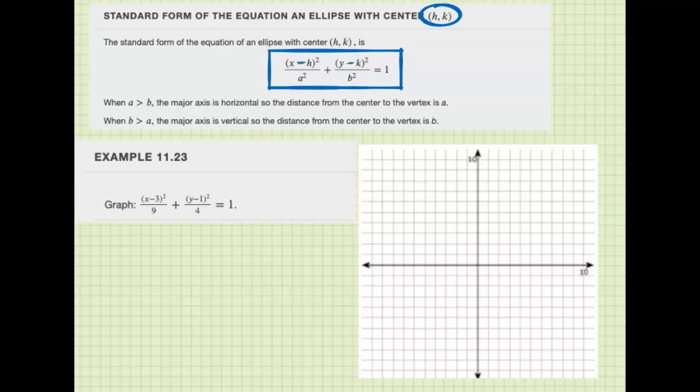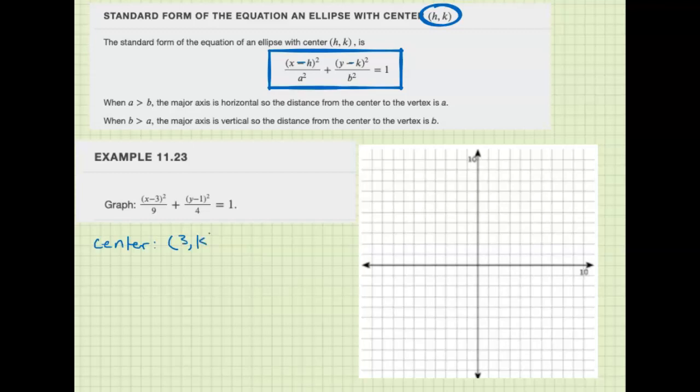Okay. The procedure is still the same. You graph the center and you move a values to the right and left from the center and b values up and down from the center. Okay, so let's look at this graph. So first we figure out where the center is. Alright, so the h is 3 and the k is 1.